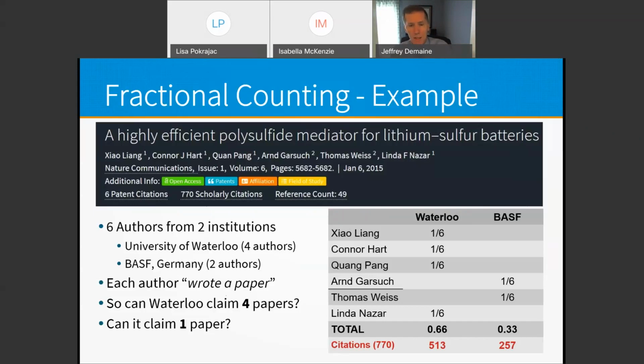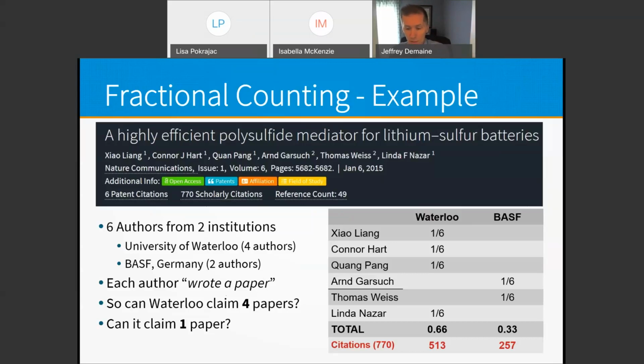you'll remember. And at the author level, you can say that each author wrote a paper. You know, Linda Nazar says, I wrote a paper. And Thomas Weiss says, I wrote a paper. So does that mean that Waterloo can say it wrote 4 papers because it has 4 authors on this article? Well, no, there's only 1 article. So does that mean that Waterloo claims 1 paper? Well, that doesn't work either, because then BASF can claim 1 paper as well, and that ends up being 2. It doesn't work.